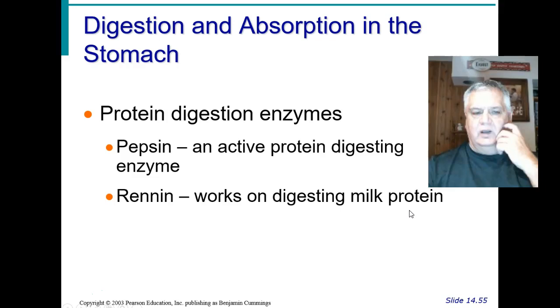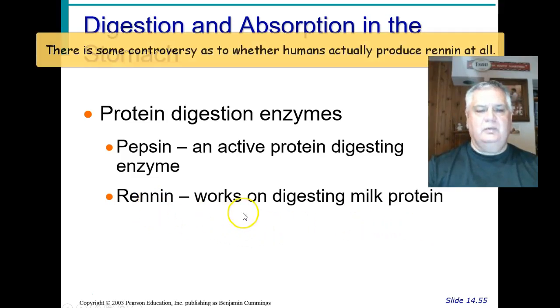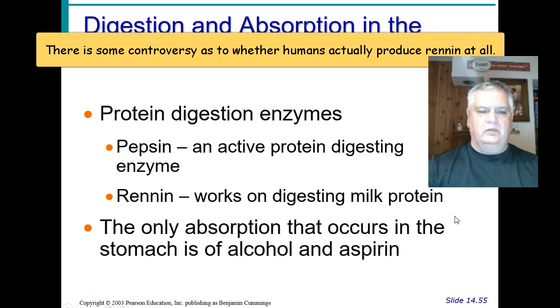Now we should talk here for a little bit about another enzyme called renin. Renin helps to digest milk protein by curdling milk. Most of the time in adults, we do not see renin being produced in the stomach. It's usually produced in young kids to help them with digesting the milk protein. So very little to no renin in adults.